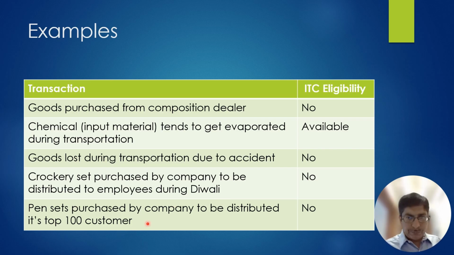Last example: pen set purchased by the company to be distributed to its top 100 customers. The credit is not available because it is distributed as a free sample, this is distributed as a gift. The credit is not available, even though it is distributed to the customers.